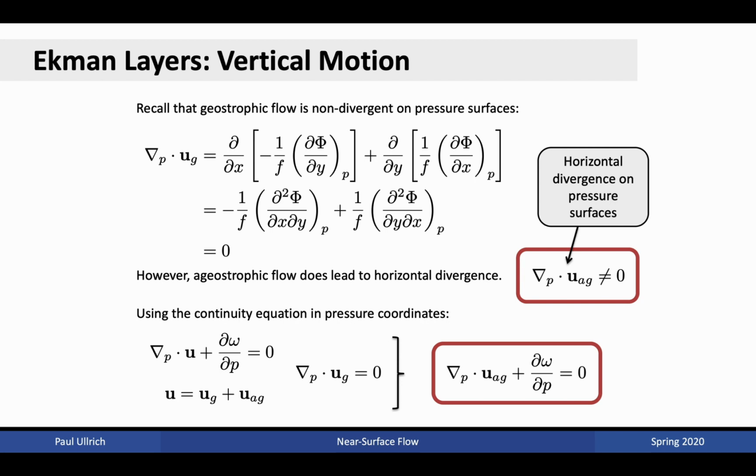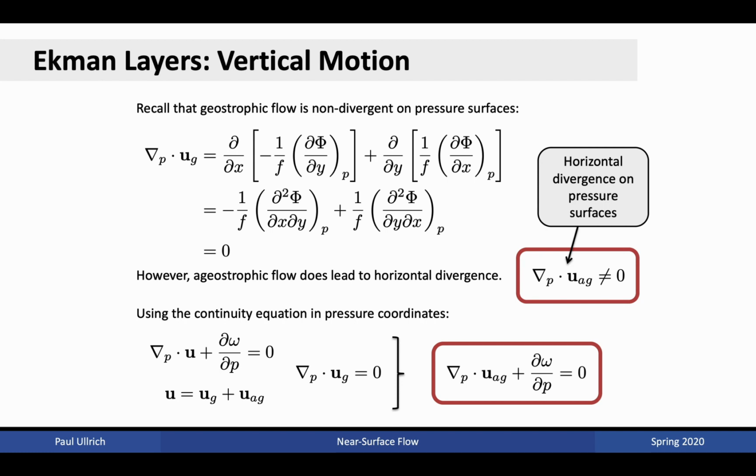This has important implications for vertical motion within the fluid, because if we return to the continuity equation in pressure coordinates, we see that the vertical gradient of the vertical pressure velocity, omega, is equal to the divergence of the real wind on constant pressure surfaces. This kind of makes sense if you think about it intuitively. Near the surface, if you have converging motion, then that wind needs to go somewhere, and it is going to produce upflow, or updrafts.